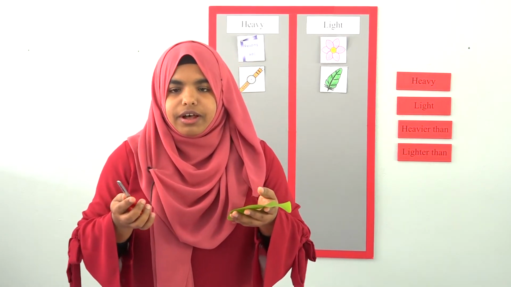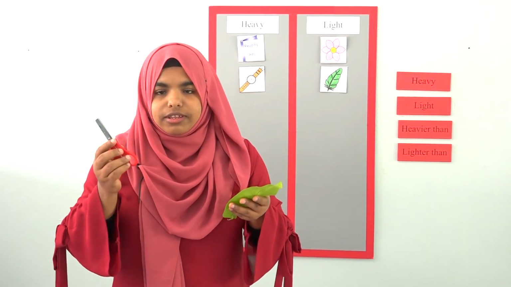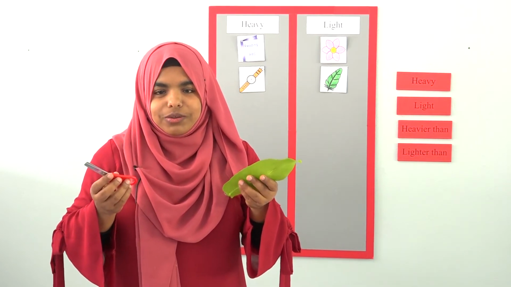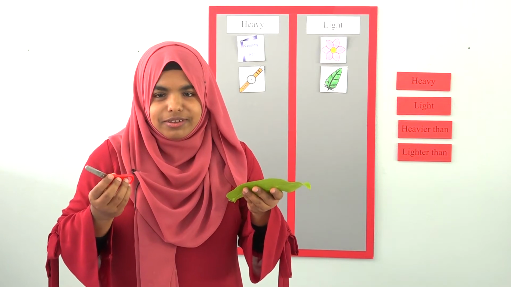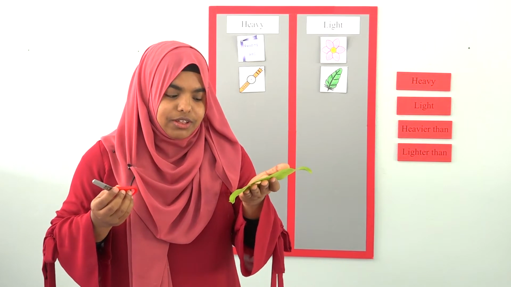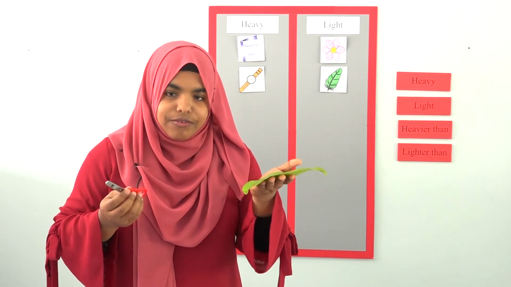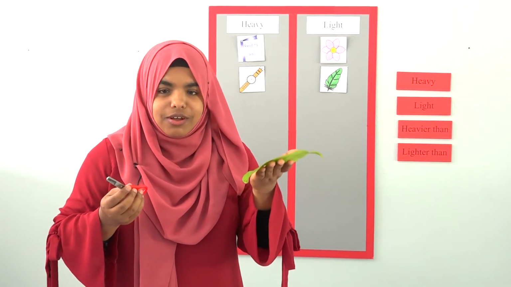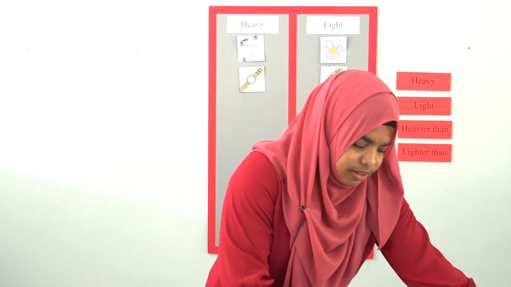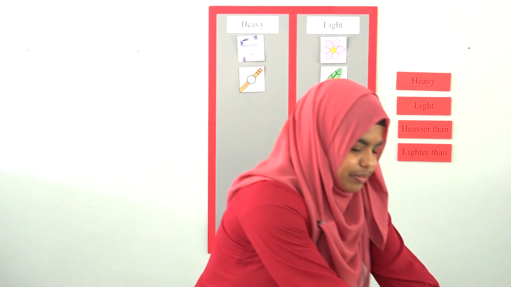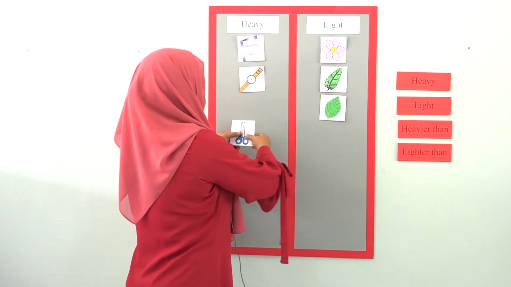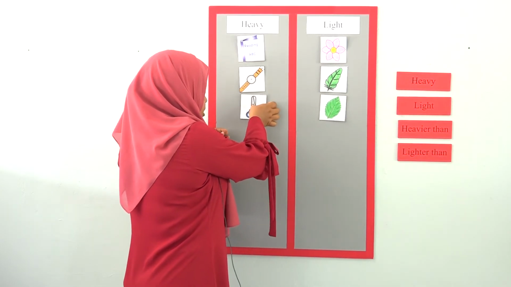The next pair I have is a scissor and a leaf. What do you think? Which one is light? Yes, I can feel the leaf is lighter. It feels lighter on my hand. So the leaf is lighter than the scissor. The leaf feels lighter and the scissor feels heavy.